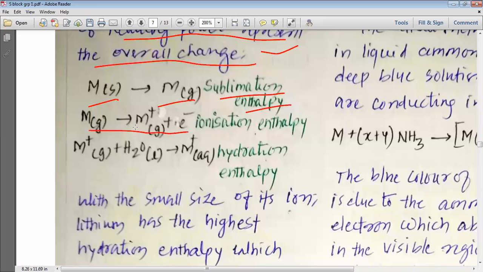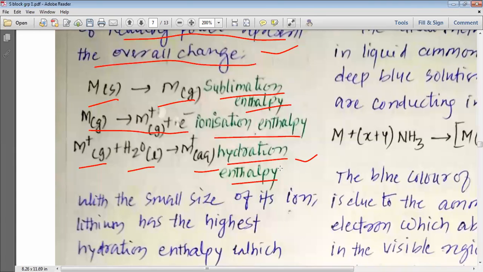The energy exchange during the process of M gas giving M plus and an electron is known as the ionization enthalpy. Then this M plus gas ion, when it goes into the water, forms M plus aqueous, and during that process hydration takes place. We have seen that the water molecules surround the ion, and that is how we understand the hydration enthalpy.